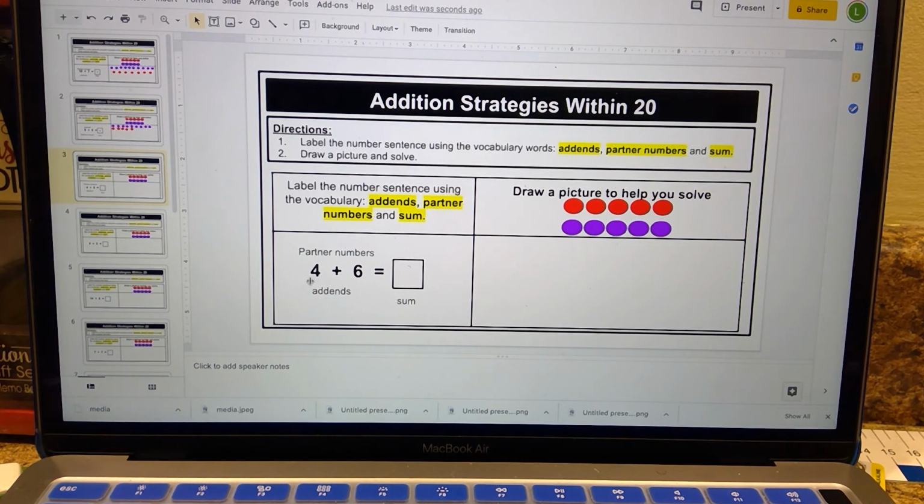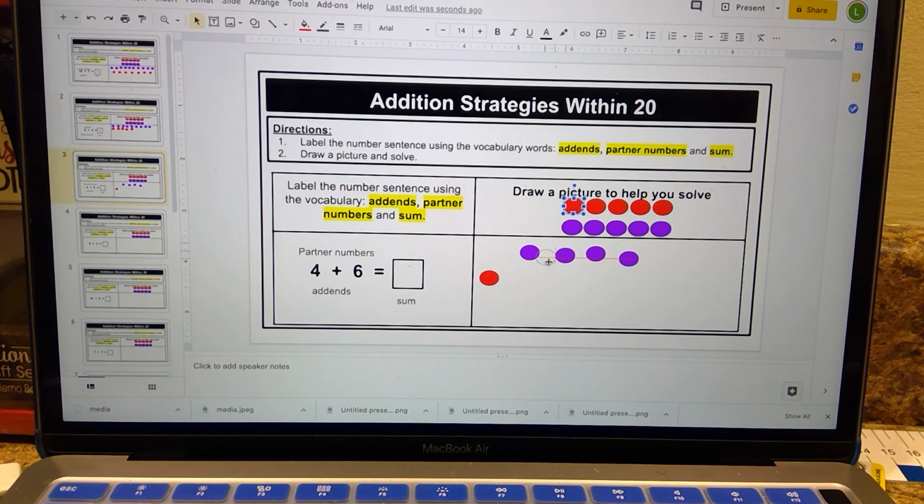Okay. Then I'm going to come over. My first number is 4. So I'm going to pick any color and bring out 4 counters. 1, 2, 3, 4. Then I'm going to use my second color to represent the 6 counters.